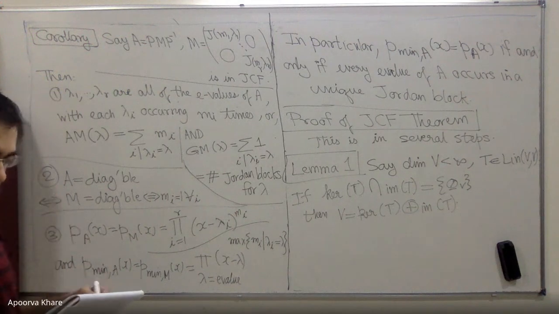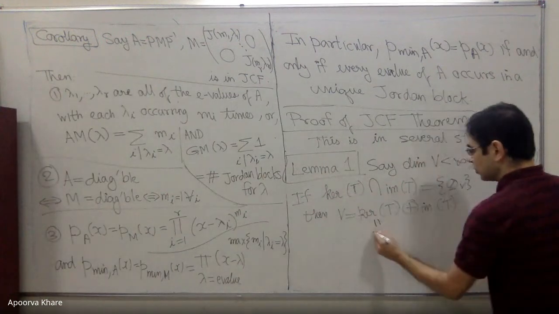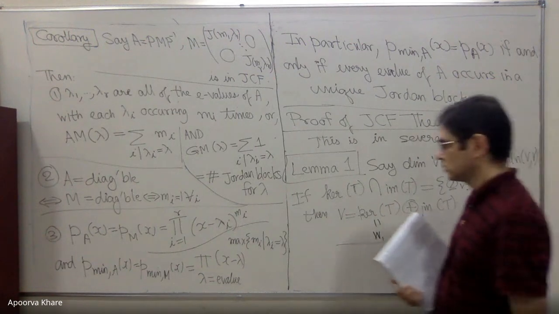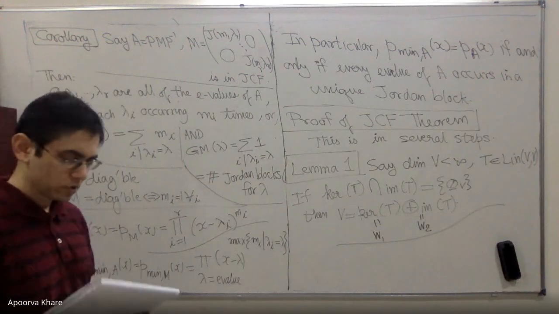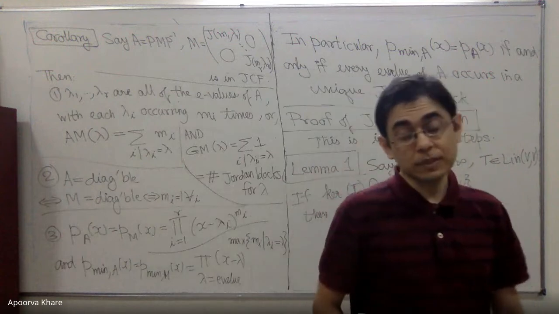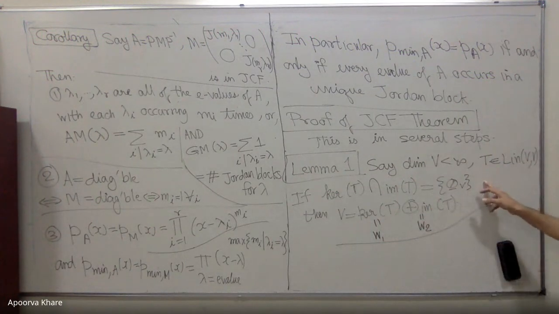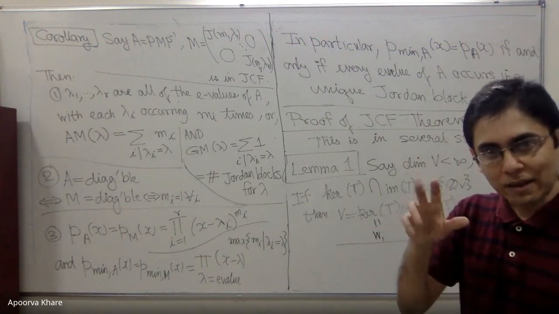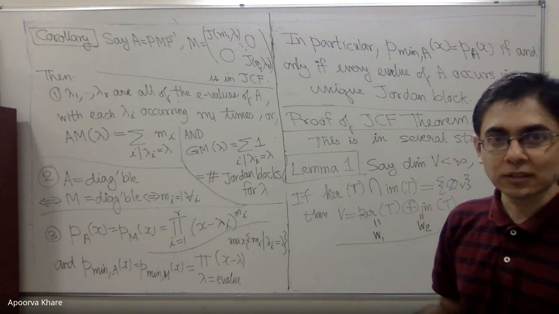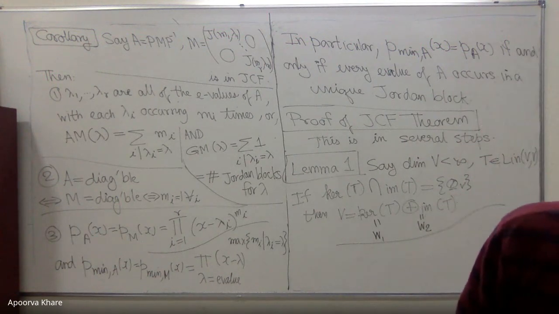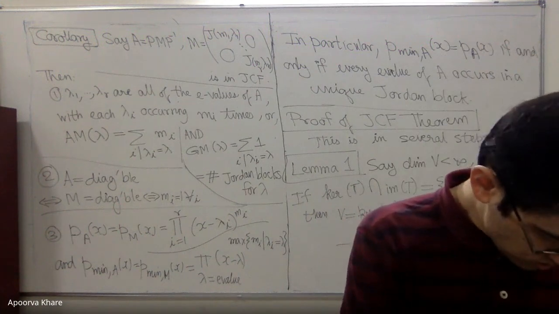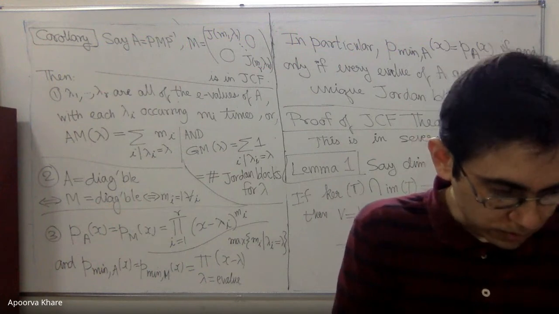Basically the idea is very simple. Let's call the kernel W1 and the image W2. Since T is from V to V, W1 and W2 are both subspaces of V. We know that the intersection is 0. And then what do we know about the dimension of the sum of these two? It is equal to the sum of the dimensions minus the dimension of the intersection. But the intersection is 0, so it's equal to the sum of the dimensions. Okay, I think that's the correct way to prove it.